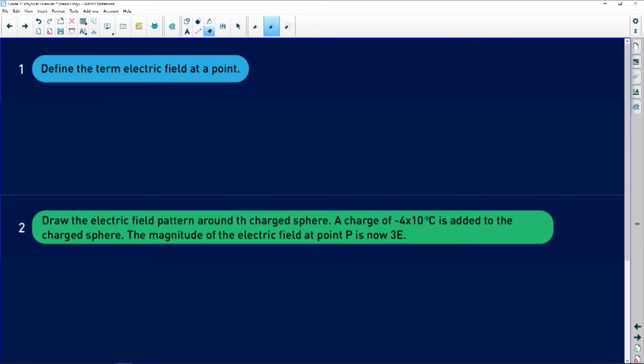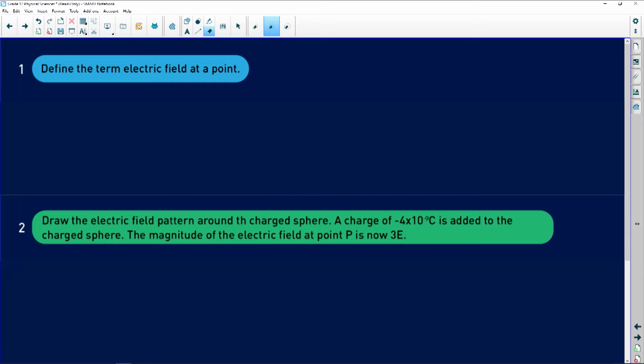All right, so this question comes from the Mpumalanga prelim paper and from social media. I gathered that some children were a little bit confused with it, so let us have a look. The first question from this electrostatics question was to define the term electric field at a point.